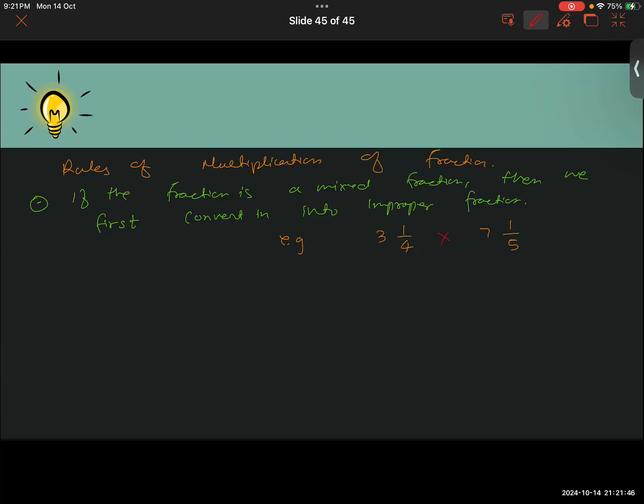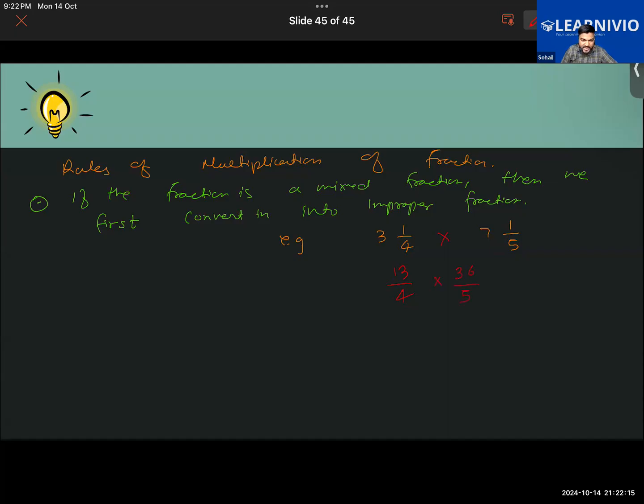Yes. 3 1 upon 4, it's a mixed fraction. You have to convert this into an improper fraction. So after converting into the improper fraction, what will it become? 4 3s are 12, 12 plus 1, 13, 13 upon 4. Another one, 5 into 7 is equal to 35. 35 plus 1, 36. 36 upon 5.